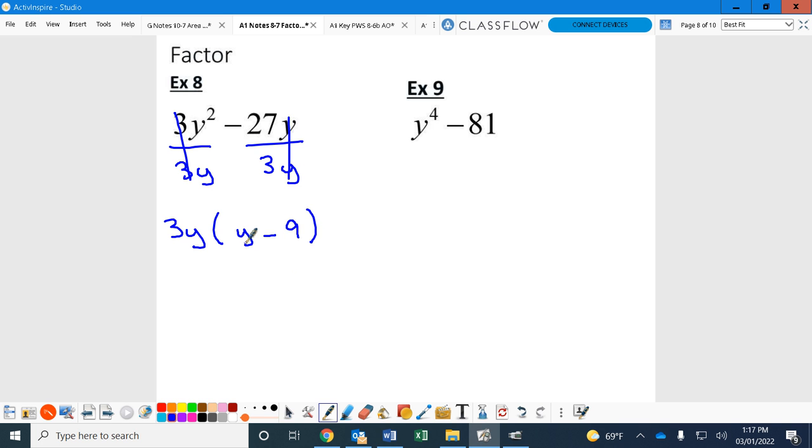Guys, can I factor y minus 9? Because what is the power on the y? Is that an even power? So I cannot factor that in the difference of perfect squares. That's where I would end. Is this problem prime? Yes.